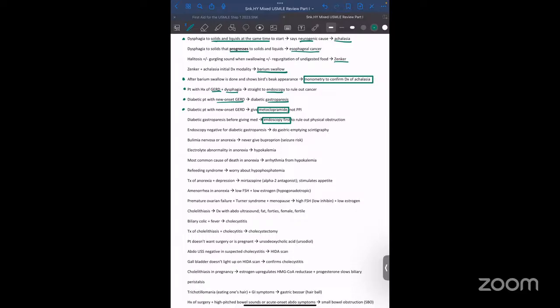If endoscopy is negative for diabetic gastroparesis, then next is to do gastric emptying scintigraphy. Okay, so again, patient with history of GERD plus dysphagia, start straight to endoscopy to rule out cancer. Diabetic, these three are diabetics. Actually, all four.